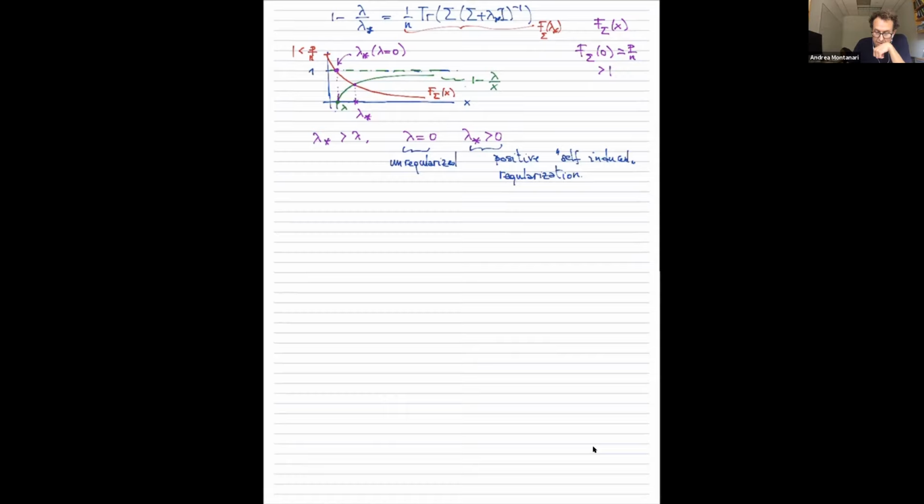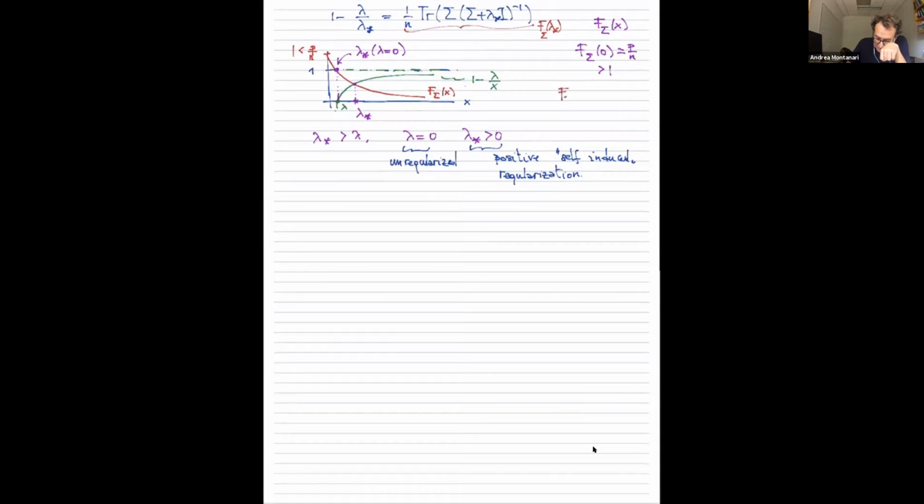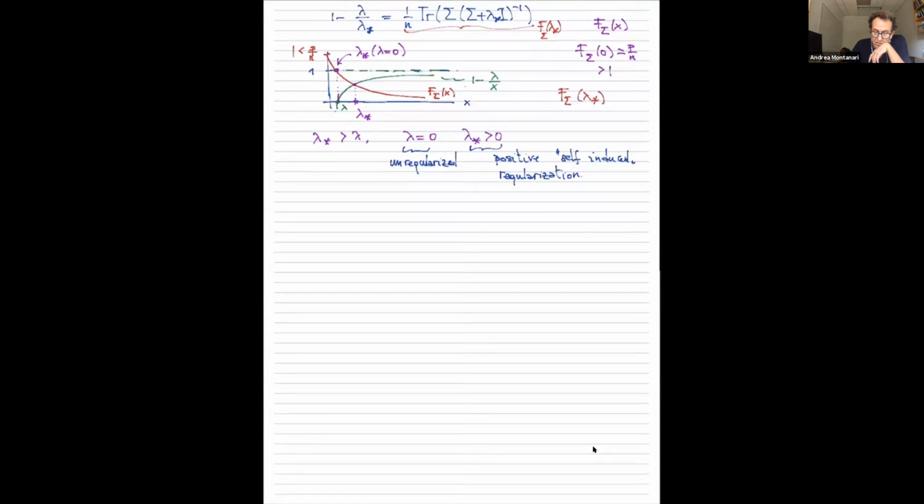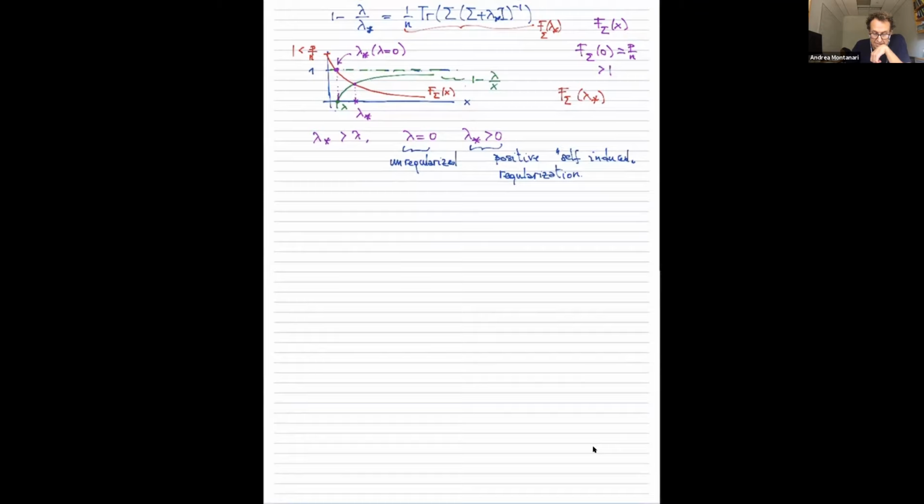No, I don't think so. The right-hand side is a function f sigma of lambda star. It's a function of lambda star. Now, if I plot this function as a function of x, it is p over n at zero, and then decreases to zero at infinity. So f sigma of x goes to zero as x goes to infinity, f sigma of zero is p over n, and f sigma is differentiable, with f sigma prime of x negative. All right, so, right. Okay, great.